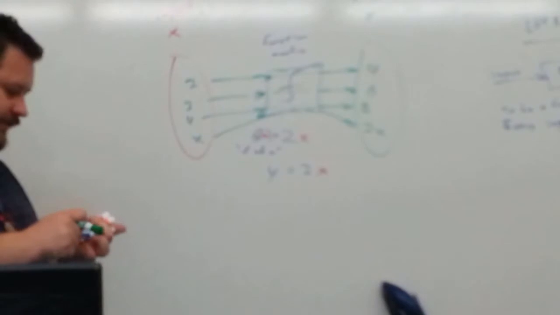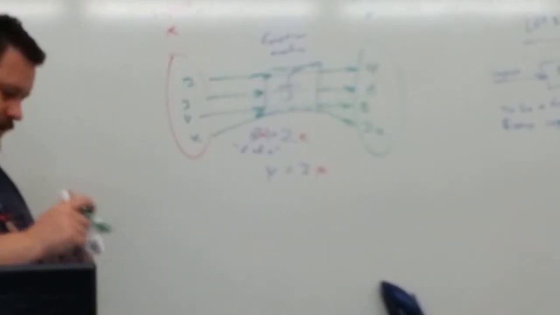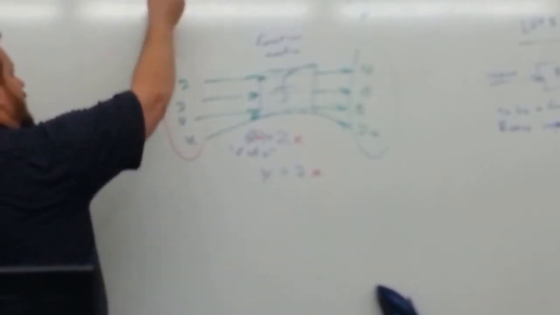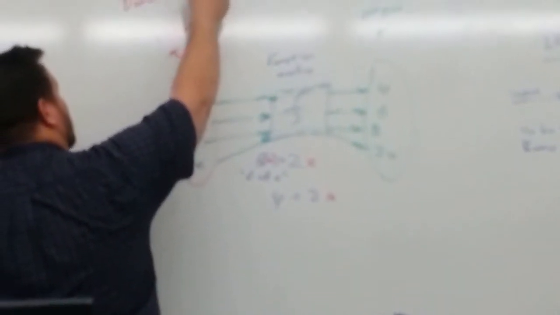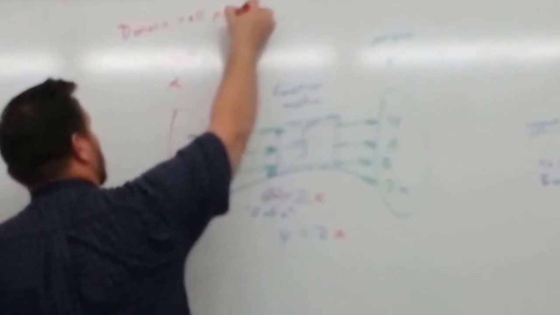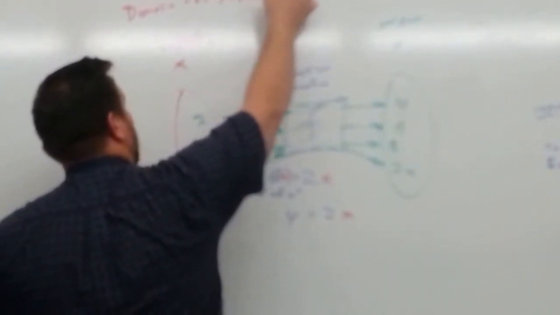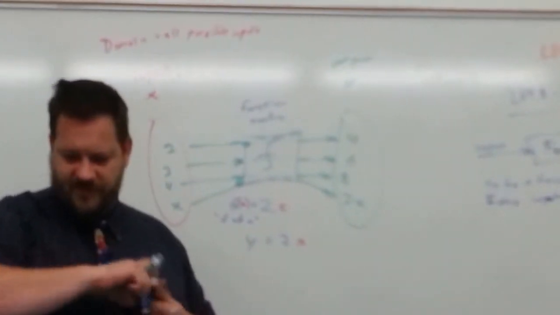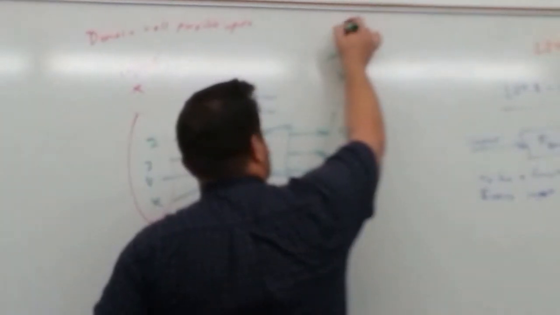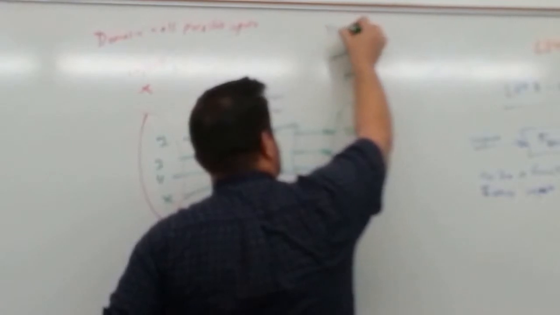Now, connecting this to another idea that we have covered in the past is the idea of domain. Right? We talked about domain a little bit. Domain is this stuff over here. Domain is all possible inputs. And then I don't remember if we covered this specifically or not, but all the possible outputs are called the range.